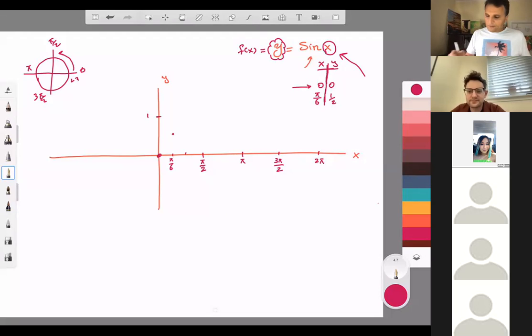But we know that from 0 to pi over 6 is not going to be a line like this. We cannot just connect it as a line. So from 0 on the circle here, from 0 to pi over 6, this is a curve. So it will go something like this. Then at pi over 2, we will get 1. So it will hit 1 here.